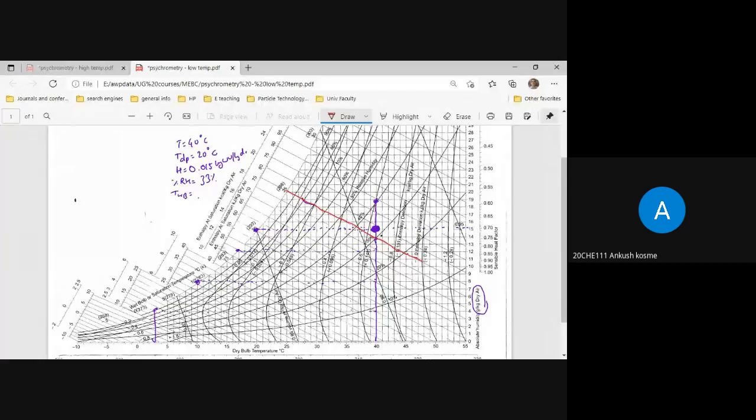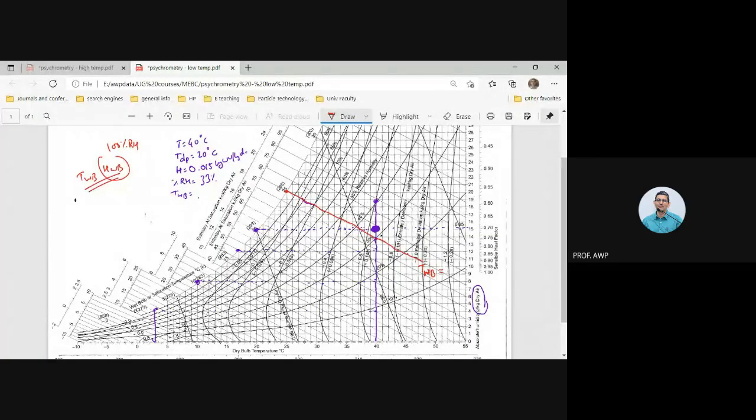Where is it starting from? How did we plot TWB, HWB? Where is the point TWB, HWB on this red line? HWB means 100% saturated.